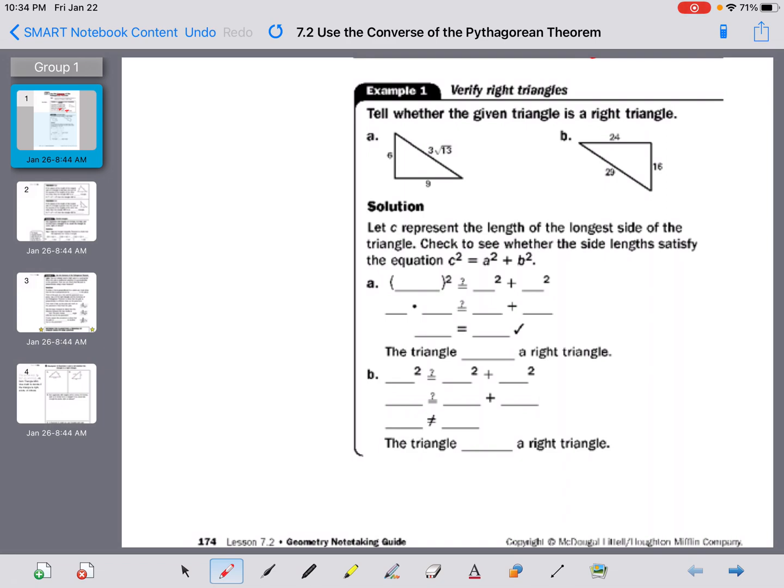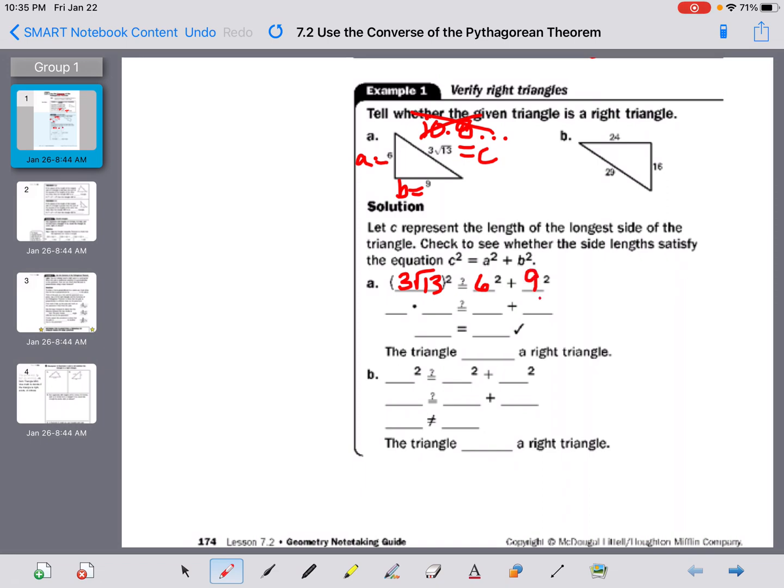I have a 6, a 9, and a 3 square root of 13. Well, how big is 3 square root of 13? I can always type it in my calculator, 3 square root of 13, and I get about 10.8-ish. I really don't need to know because here's the thing. I don't want to use this 10.8 in my math, but I kind of need to know it equals 10.8 because I know it's the biggest side, so that's going to have to be my C. So in for C squared, I'm going to put 3 square root of 13. In for A, doesn't really matter, right? But I need to choose 2 of them. So I'm going to put 6 in one spot and 9 in the other.